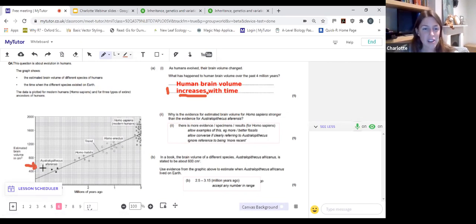And then you can read off where you get to on the x-axis when the y-axis is at 600. And in this case, that would be 2.5 to 3.5 million years ago. And accept any number in that range. So they've given you quite a good range there to get that 1 mark.